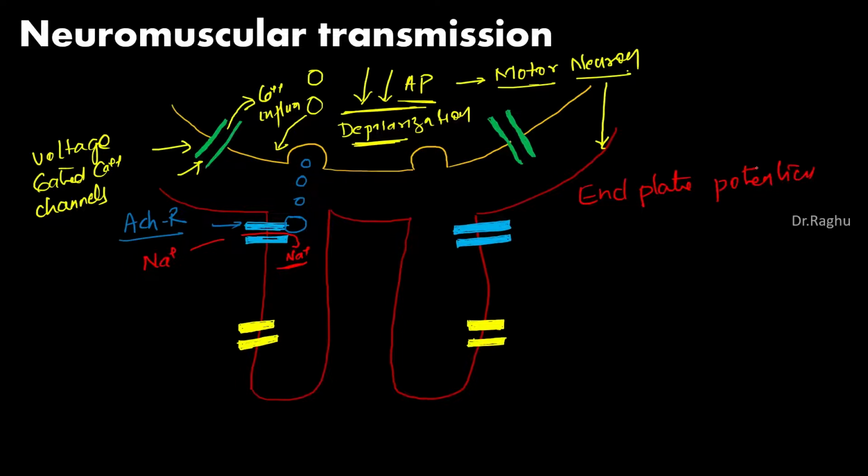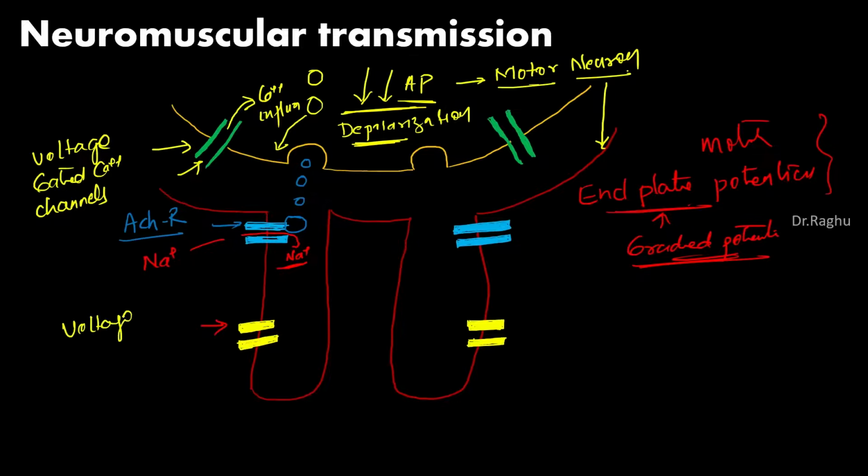It is called the motor end plate potential because this change is occurring on the end plate, which is the motor end plate. So that's why this is called a motor end plate potential. So what is this motor end plate potential? It is a graded potential. This graded potential will slowly pull the membrane potential of the sarcolemma towards the threshold level. Once it reaches the threshold level, the next thing is that there is going to be opening of voltage gated or voltage sensitive sodium channels.